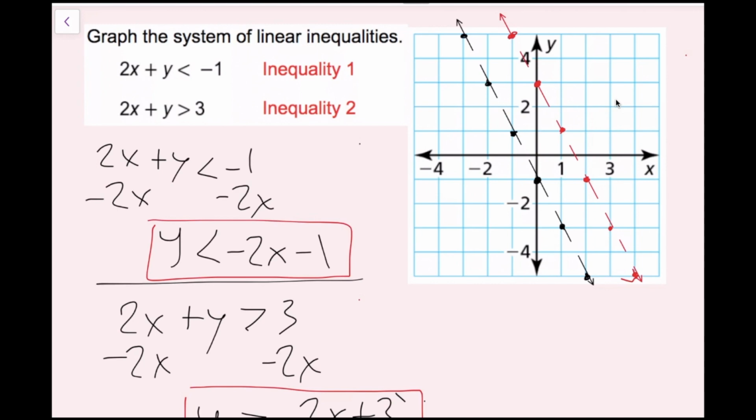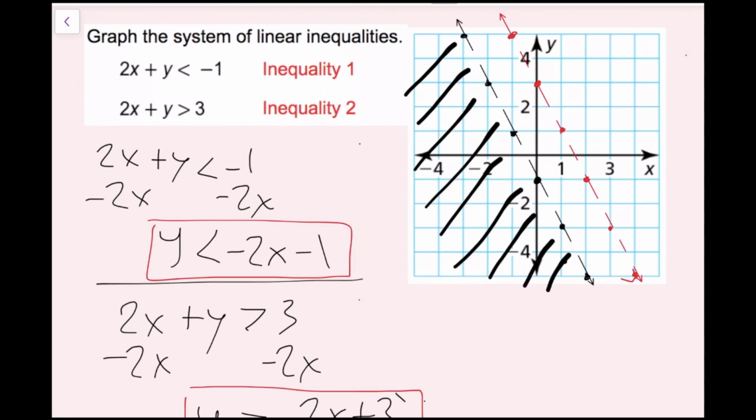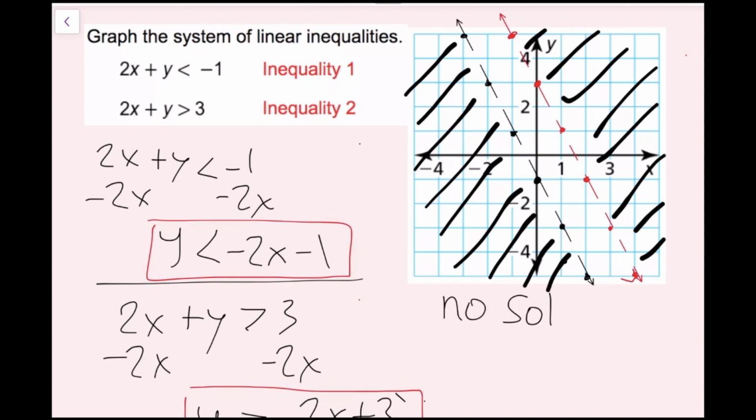time. Because if you look, if I shade below this line right here, the black line, that would be right there. And then if I shade above the red line, that would be like this. Because remember, above, I mean take any point and then go directly vertically above. Okay, and this section that's shaded and this section that's shaded is never going to overlap. So that means that this is the no solution case. There is no solution to the system of linear inequalities. So now that we've identified that this is the no solution case, we're done.